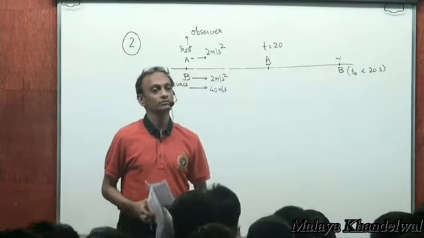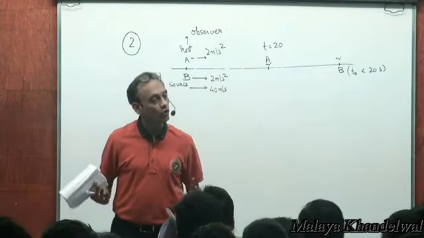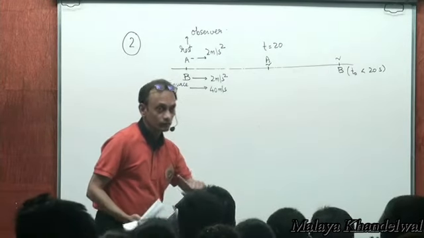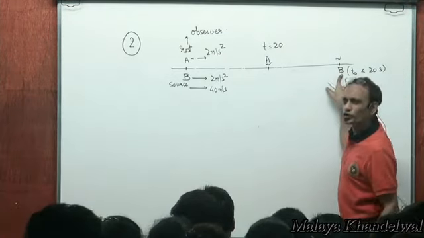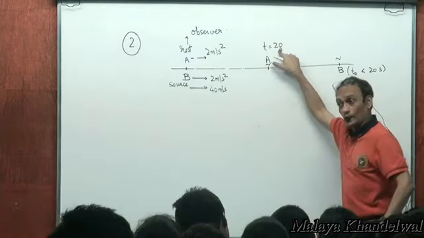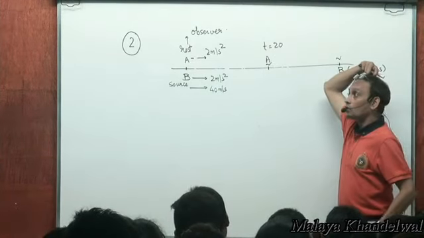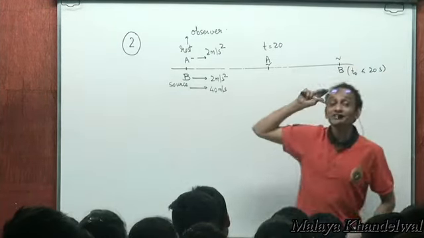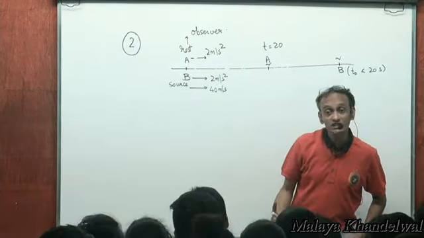Are you there with me or not? I can explain again if I have gotten you lost. Are you all right with whatever I have communicated thus far? So, the pulse emitted at time t equal to t naught, less than 20 seconds, is intercepted by A at t equal to 20 seconds. Which means, for how long did the pulse travel? For 20 minus t naught seconds. Clear?